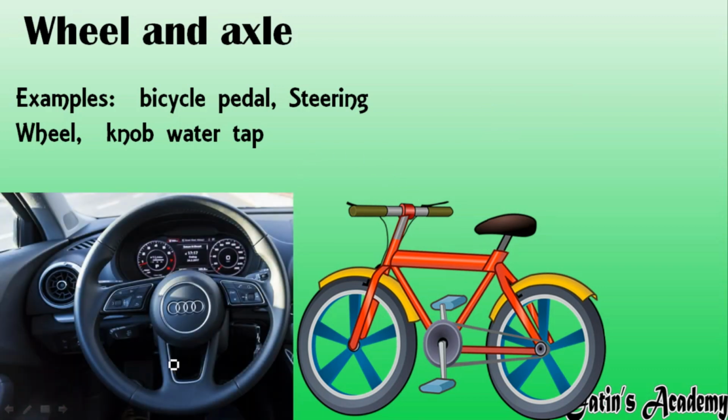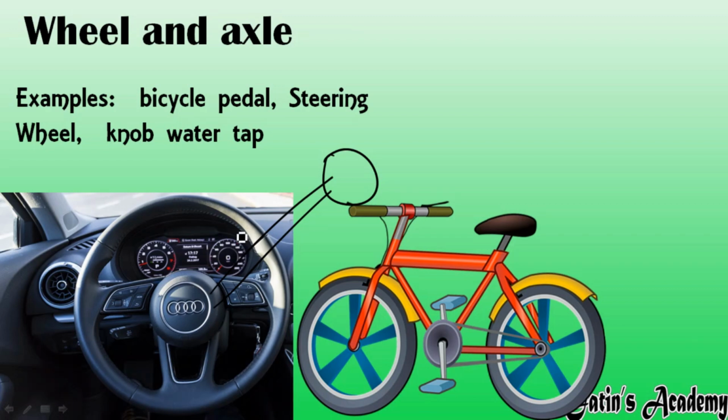The second example related to wheel and axle is the steering wheel. In a car, the steering wheel is attached to the tire of the car with the help of one axle. The steering wheel is also a wheel, and the tire of a car is also a wheel, and in between we have an axle. So this is a wheel and axle arrangement. So what is happening here?